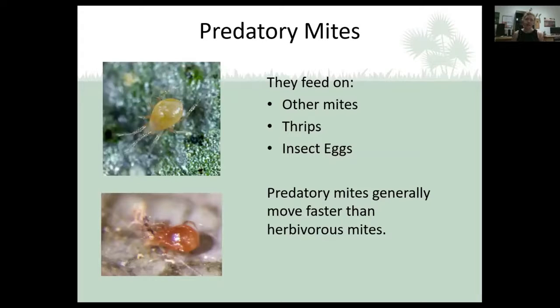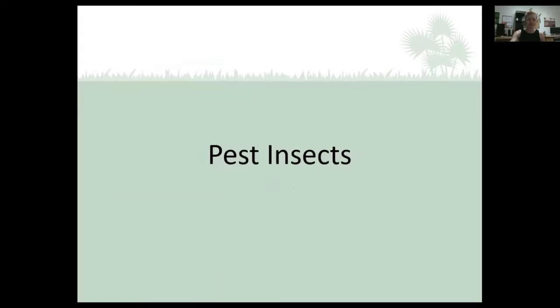Finally, there are predatory mites that feed on thrips and other insects that could potentially be pests. So now we've talked a little bit about some beneficial insects, usually predators. Now we're going to talk about some pest insects that you can be aware of.